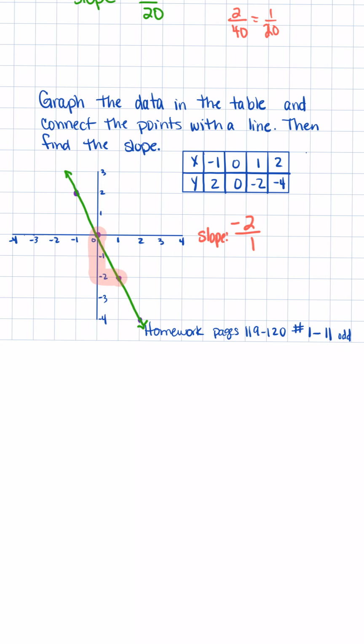Let's double check ourselves by using the points. If we took these 2 points here, this one and this one, and we subtracted, we have 0 subtract 2 over 0 subtract 1 -1, subtract -1. So that's going to be -2, and when you subtract a negative, that turns into a positive. -2 over 1. That is what we got as our answer.